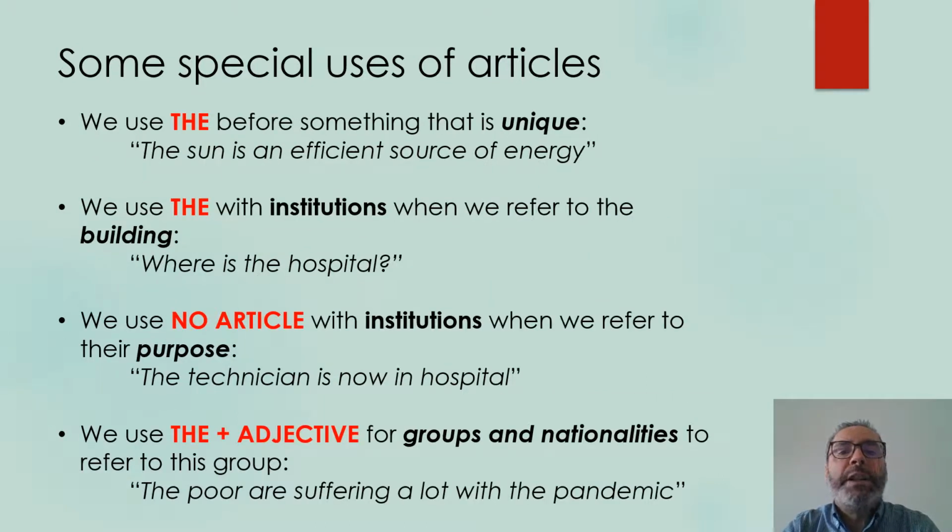We use "the" before something that is unique. This is another special use. The sun is an efficient source of energy. We also use "the" with institutions when we refer to the building: where's the hospital? But with institutions, no article is used when we refer to their purpose. The technician is now in hospital. And last, we use the structure "the" plus adjective to refer to groups or nationalities as a whole group. The poor are suffering a lot with the pandemic.